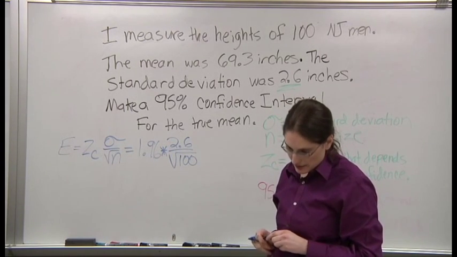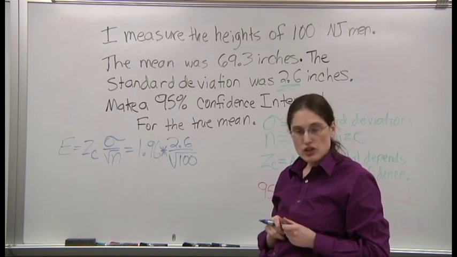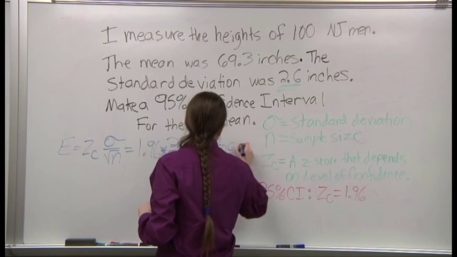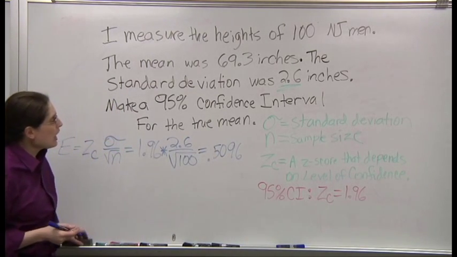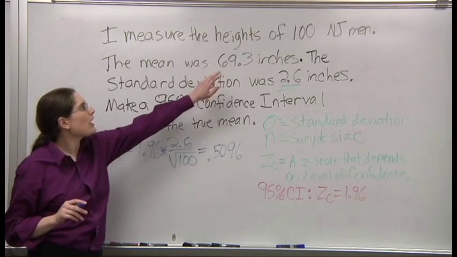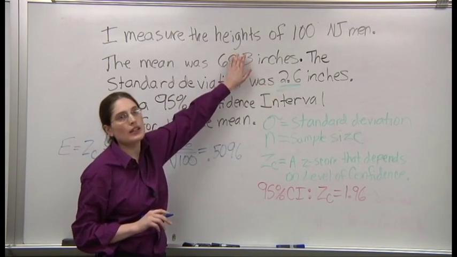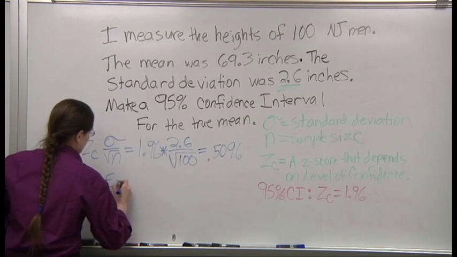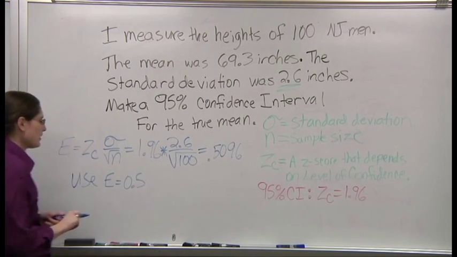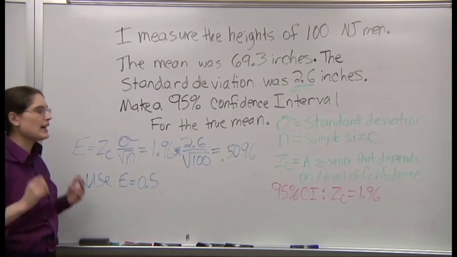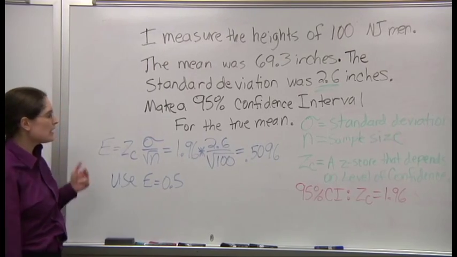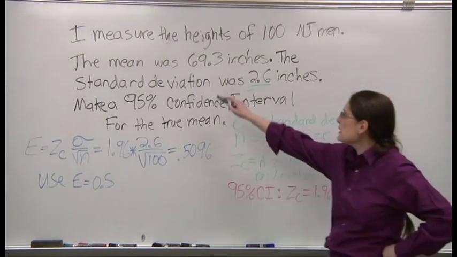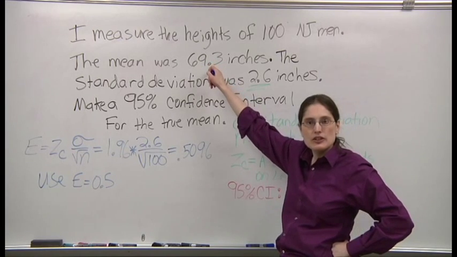It's not too sensitive to errors in entry, and it should work out to about 0.5096. I'm going to round it just to 0.5 because that's how much precision I had in my mean and standard deviation. So E is 0.5. Okay, what does that have to do with the heights of men? E is the error in my estimate. So I'm saying that the true mean height of men is within half an inch of this number.